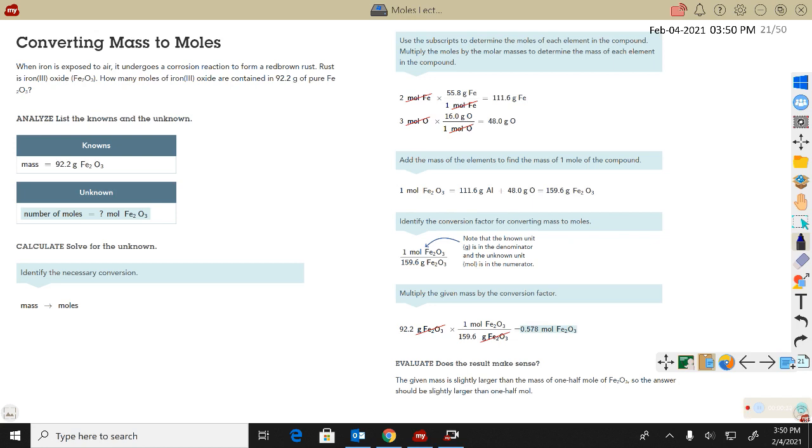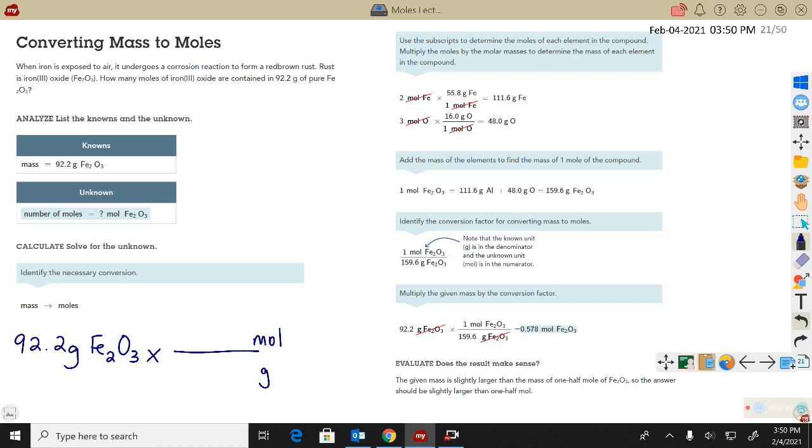Okay, so in a nutshell, this is what I'm thinking about in my head. I'm thinking about starting with whatever number I'm given. I was given 92.2 grams of iron oxide. And I'm thinking about setting up a proportion where the unit that I have is going on the bottom and the unit that I want is going on the top. The question says how many moles? I want it in moles.